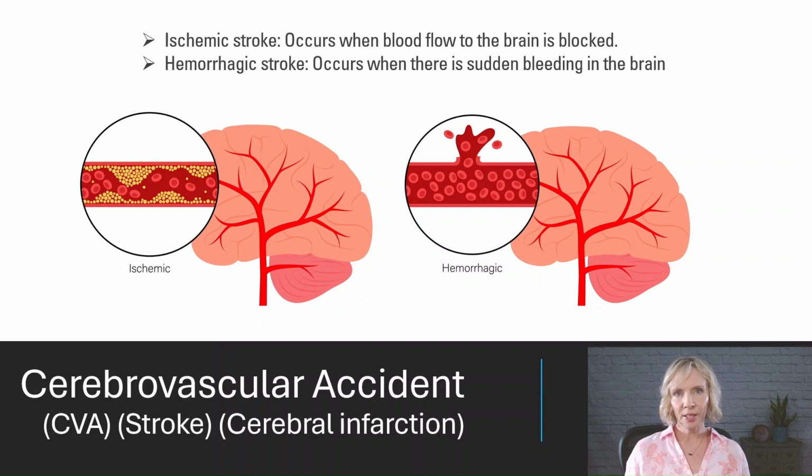A cerebral vascular accident, commonly known as a stroke, occurs when blood flow to the brain is blocked or there's sudden bleeding in the brain. When coding a cerebral vascular accident, you'll need to identify from the medical record documentation the type of stroke. CVAs can be categorized into two main types, ischemic or hemorrhagic.